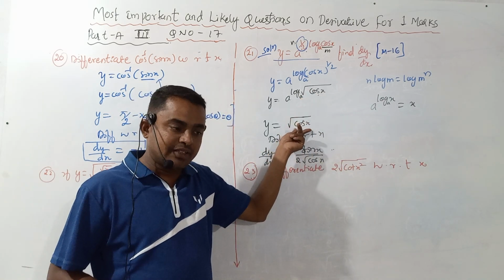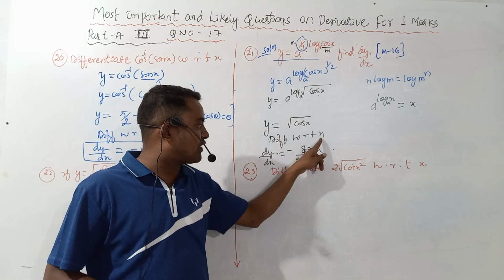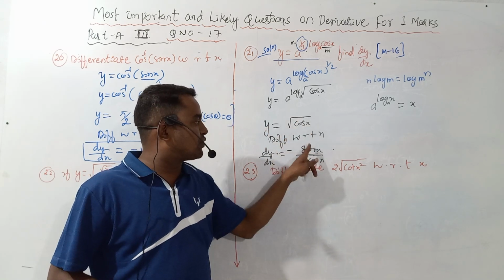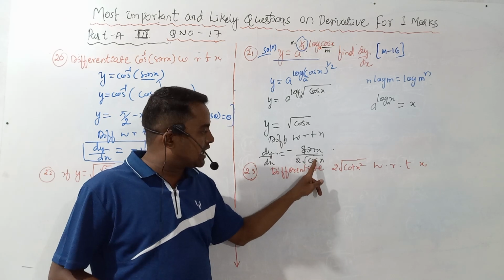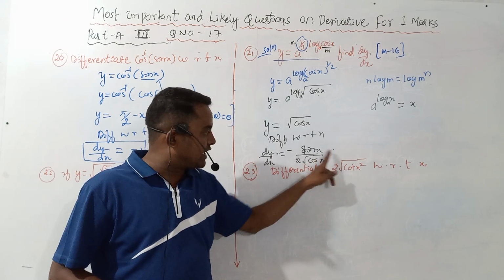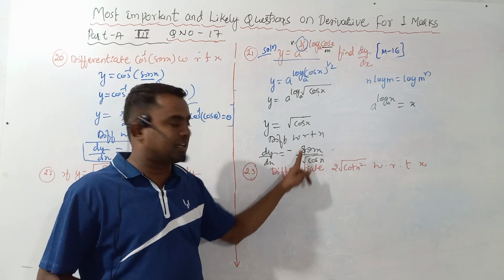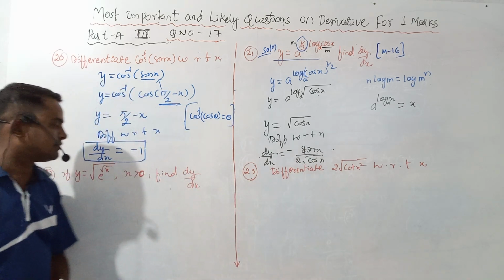Write root cos x. Now differentiate. Derivative of y is what? dy by dx. Derivative of root is 1 by 2 root cos x. Derivative of cos is minus sin x. 1 into minus sin. Minus sin x divided by 2 root cos x.